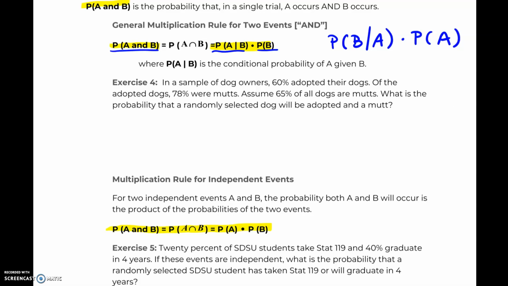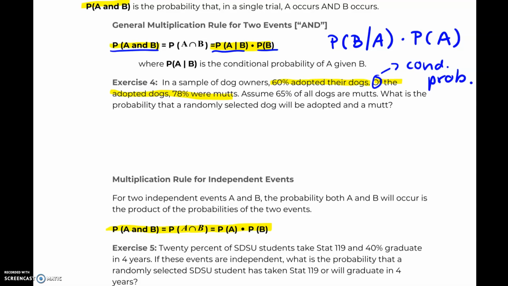So let's look real quick at exercise 4 and exercise 5. The first one uses conditional events because we have dependent events. Exercise 4 states: in a sample of dog owners, 60% adopted their dogs. Of the adopted dogs, 78% were mutts. Remember, "of" was always a keyword for conditional probability.